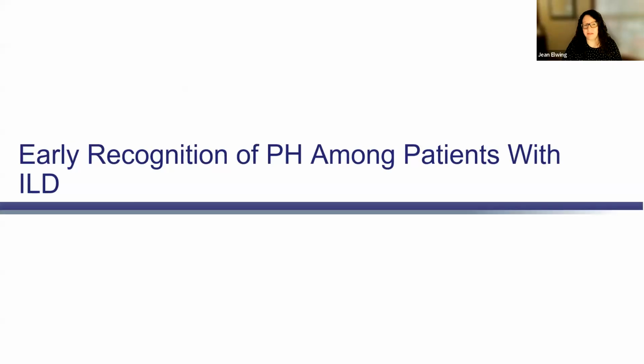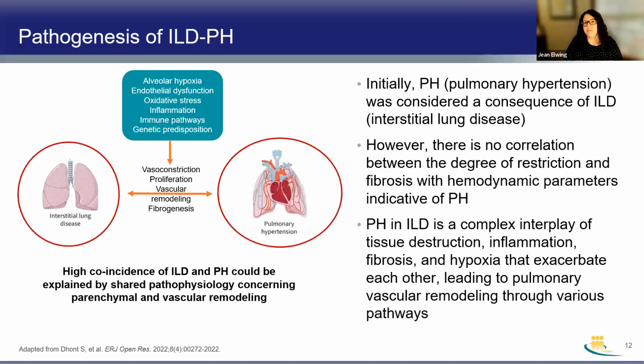So how do we do that? It's sometimes easier said than done. If you think back to how you learned about pulmonary hypertension and lung disease, we thought the disease in the lung parenchyma was marching along, and subsequently you developed some pulmonary hypertension because of loss of pulmonary vasculature. However, we've learned over time there is no correlation between the degree of restriction and fibrosis and the hemodynamic impairment. So it is not just a result of damaged lungs.